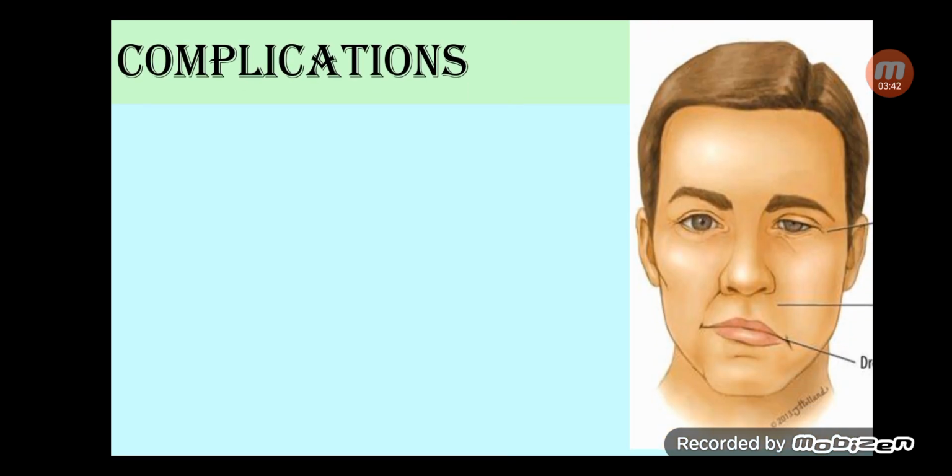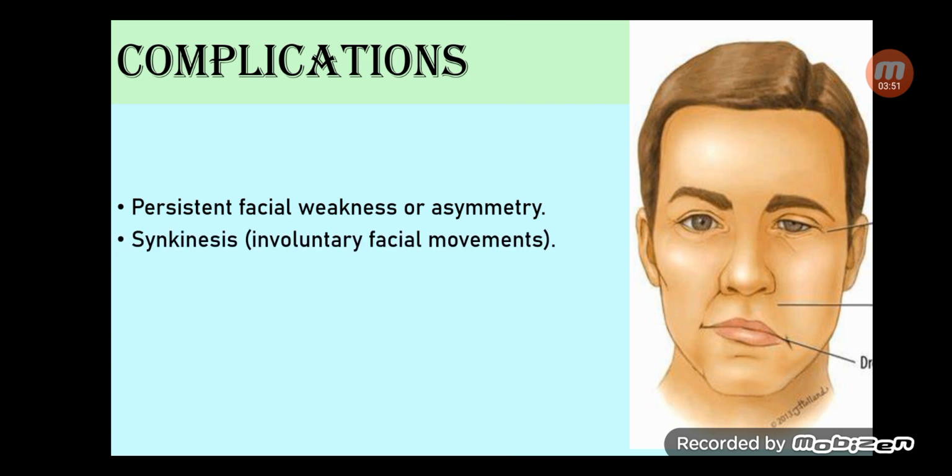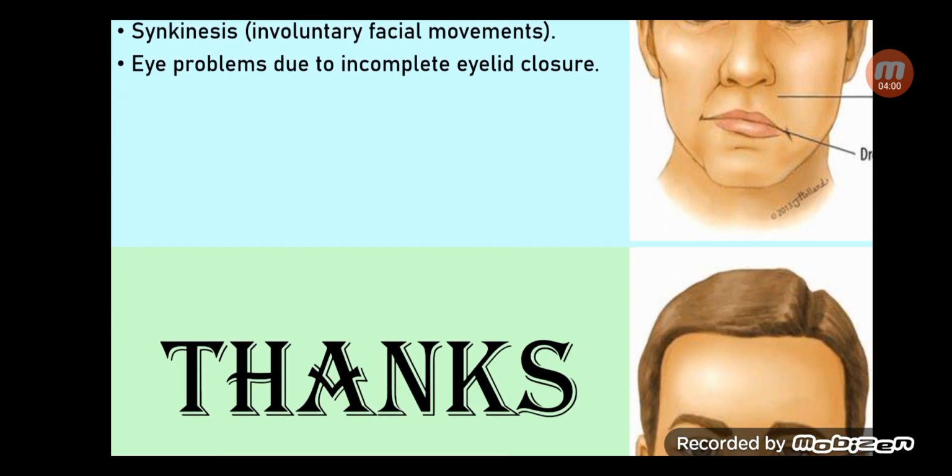Now we will talk about the complications of Bell's palsy. The complications of Bell's palsy, if untreated, can lead to persistent facial weakness or asymmetry. It can also lead to synkinesis, that is involuntary facial movement. It can also cause eye problems due to incomplete eyelid closure.